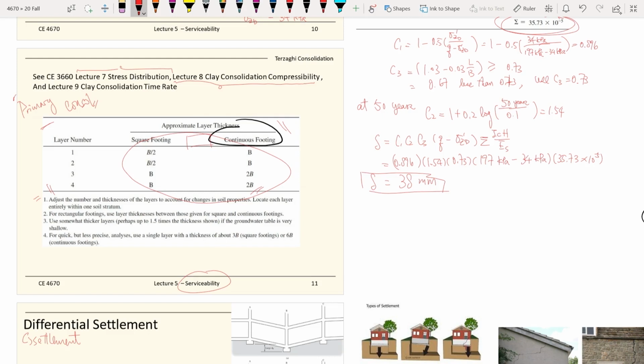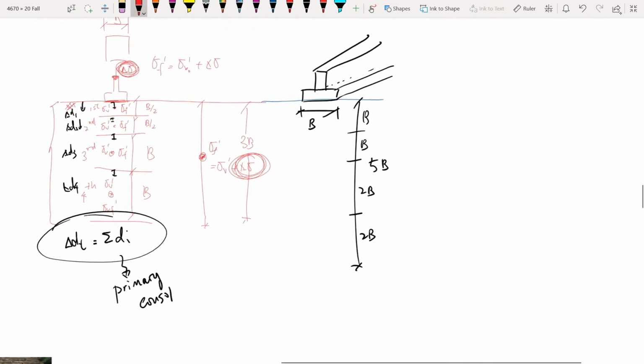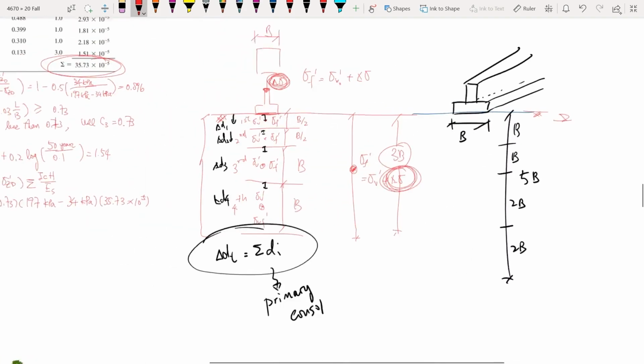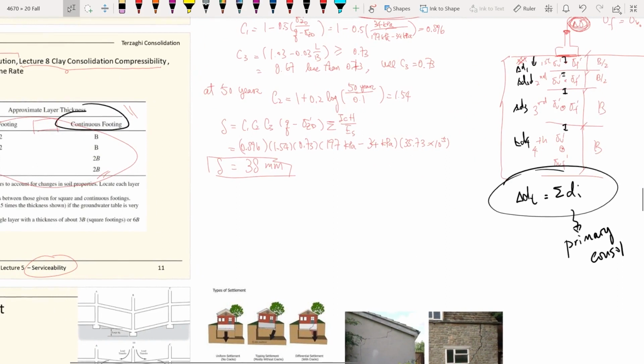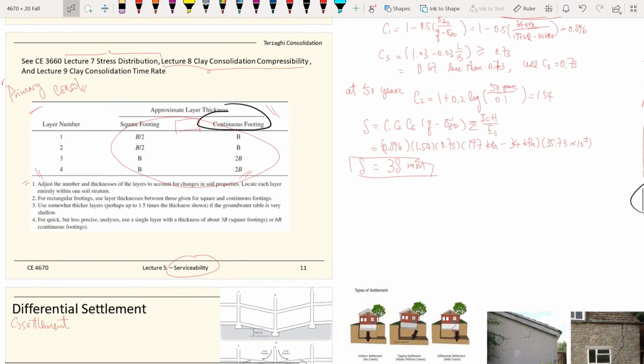So if you have groundwater that is near the ground surface, or right at the ground surface, you want to use a thicker layer. So you don't want to just stop at 3Bs or 5Bs. You want to go a little bit deeper with thicker layers. For quick but less precise analysis, use a single layer with a thickness of about 3B.